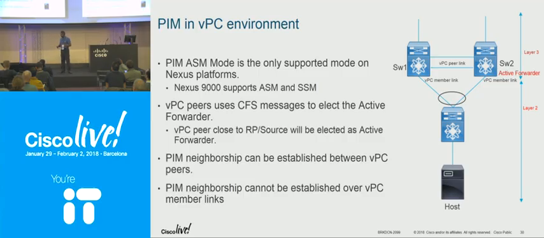PIM neighborship can be established between the vPC peers, but PIM neighborship cannot be established with any node over the member link. So in this case, you can't enable PIM here and try to have the PIM neighborship between these two boxes. Just for testing purposes, if you do it, you might probably see the neighborship coming up, but it's not officially supported, or it won't be able to send the PIM join because vPC doesn't maintain a lot of the PIM related state entries.